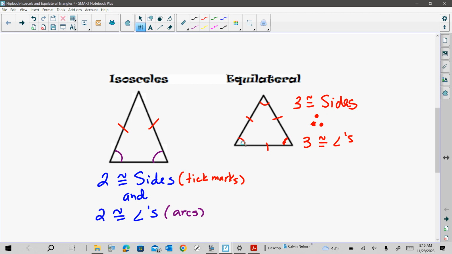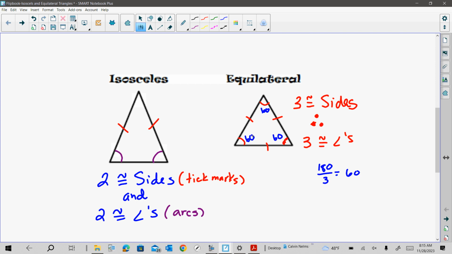If it's equilateral, then it's equiangular. And then because the three angles are congruent, what would be the measure of each angle? That's always going to happen with the equilateral. Yeah, we just take the 180, divide by 3. Each angle would have to be 60.